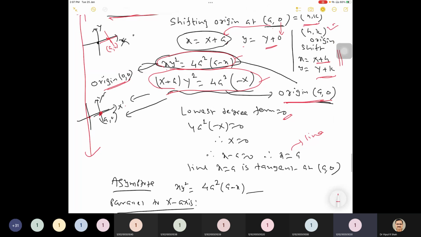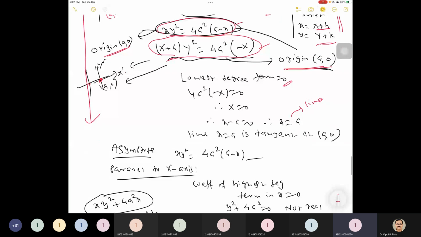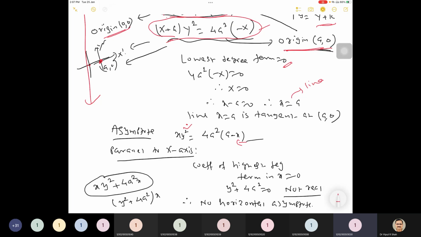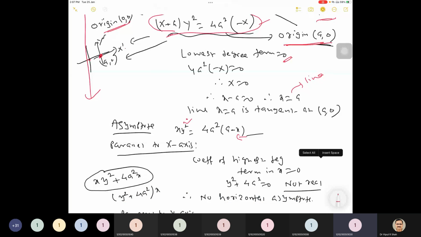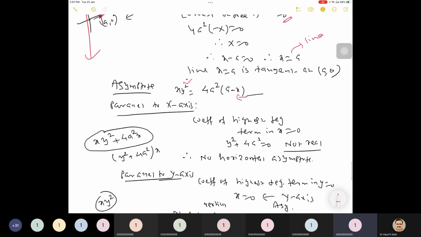So the coefficient of the highest degree term is what? This is y square, and if I take it on this side, it will be plus 4a square. Agree or no? Yes, sir. But this is not real. That means no horizontal asymptote. Understand? Yes, sir.